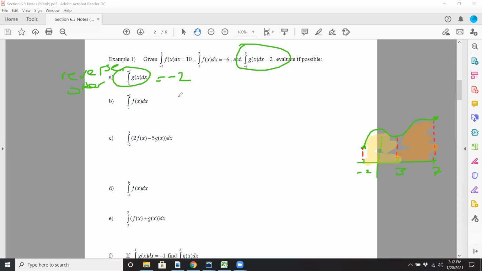So obviously, from -2 to 7, if I were to use the additivity property, I know the integral from -2 to 7, because this is supposed to be area 10, area of -6. From -2 to 7 of f of x dx, that's going to be 10 plus -6, or 4. That's again using the additivity property.